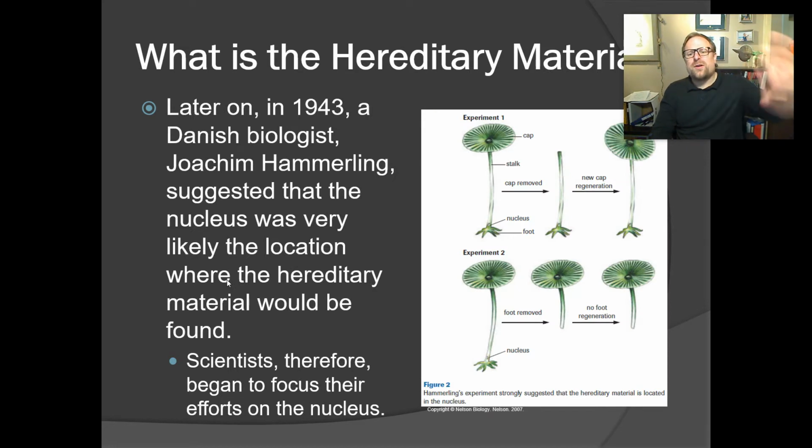We're going to fast forward a little bit. I'm going to jump back and forth on the timeline a little bit. We're going to fast forward a little bit to 1943 now, and a Danish biologist named Joachim Hammerling. And he suggested that the nucleus was the location of where the hereditary material would be found. And he did a really, really simple, very elegant experiment that allowed him to determine that.